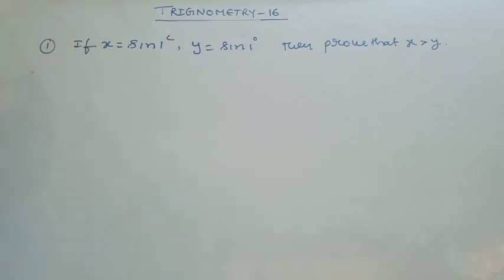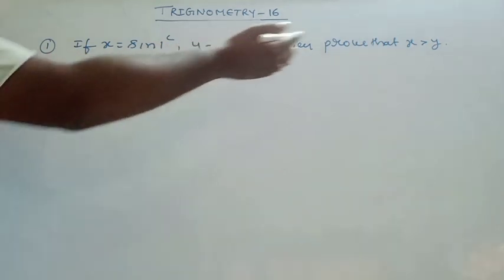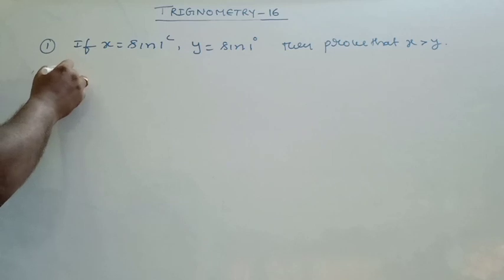On this part, we have the first problem: if x is equal to sine 1 radian and y is equal to sine 1 degree, then prove that x is greater than y. This is the problem. How will we do this particular problem?